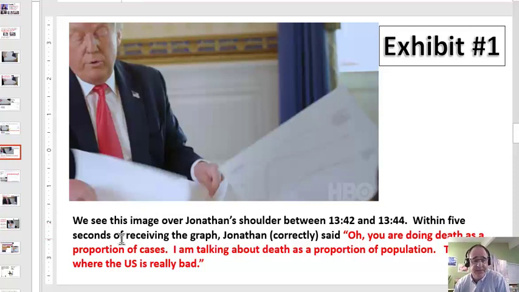Within 5 seconds of receiving the graph, Jonathan, the interviewer, correctly points out and says, "Oh, you're doing deaths as a proportion of cases. I'm talking about deaths as a proportion of the population. That's where the U.S. is really bad." And it's true. Those are different statistics. They have different assumptions and have different utilities, and the one that Jonathan is referring to is a much more meaningful and accurate statistic. So he correctly diagnosed the poor statistic being presented to him and reflected back on a more appropriate one.